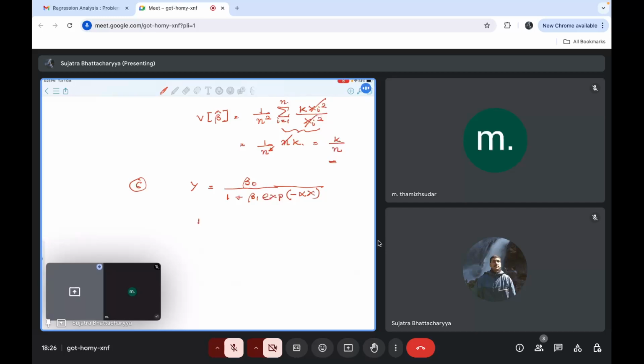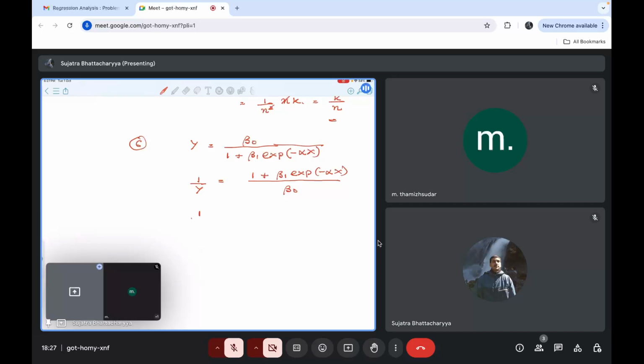Okay, so let's see. Let us invert y first because you can see that most of the terms in the summation are in the denominator. So the possible way is to reciprocate y. If you reciprocate y, what you get is 1 plus beta 1 exponential minus alpha x divided by beta naught. So 1 by y is equal to 1 upon beta naught plus beta 1 by beta naught into exponential of minus alpha x. Okay, one step is solved. At least we have got two terms separated.